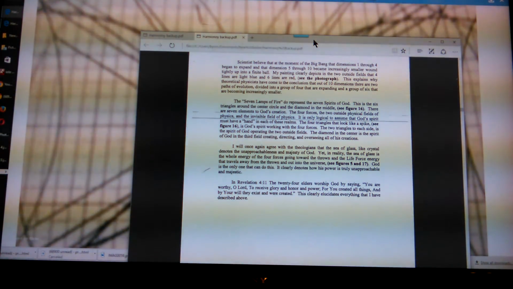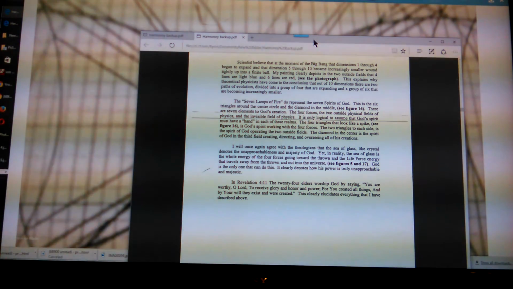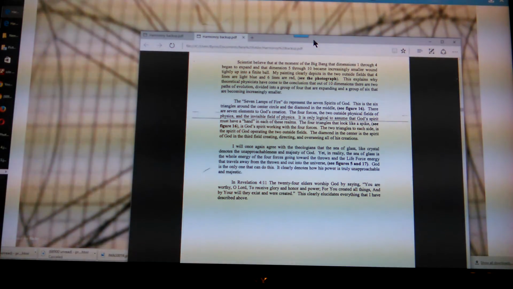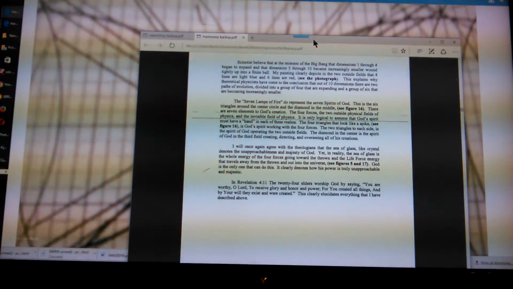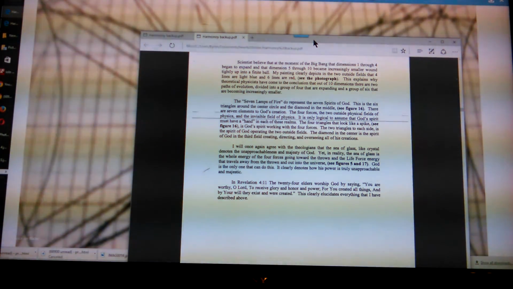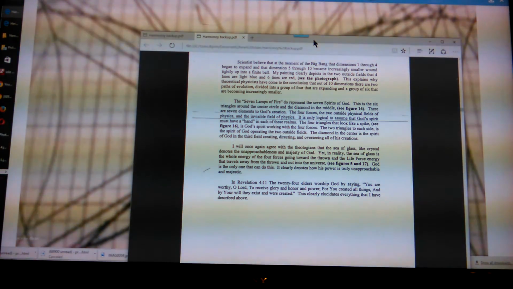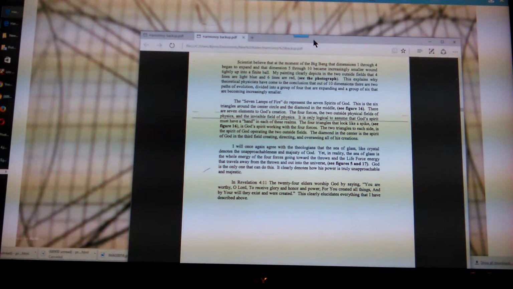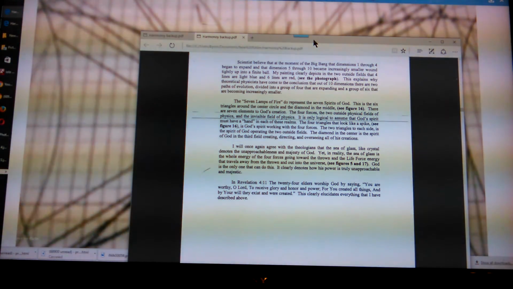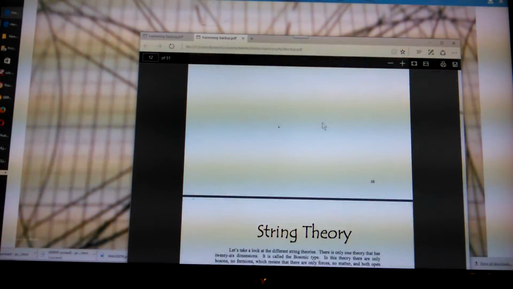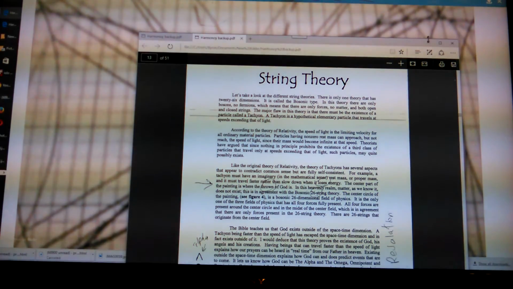In Revelation chapter 4, verse 11, the 24 elders worship God by saying, quote, "You are worthy, O Lord, to receive glory and honor and power, for you created all things, and by your will they exist and were created." Unquote. This clearly elucidates everything that I have described above. The next chapter, we're going to be getting into string theory and getting you up to speed on other things.